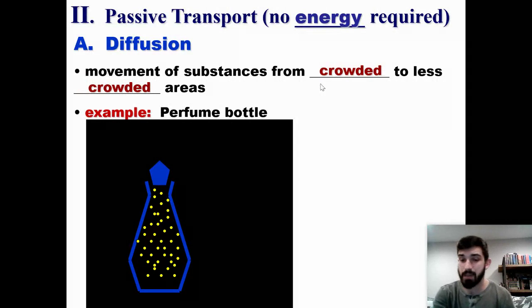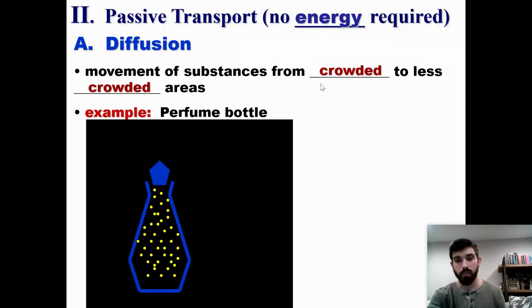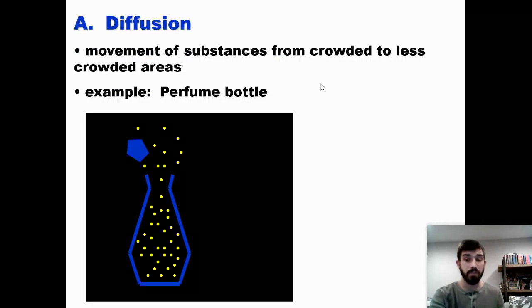We're going to go over the example of a perfume bottle here. All right, so if I take the cap off of this perfume, which is a bunch of gas, what are they going to do? They're going to start spreading out, right? Watch more closely.